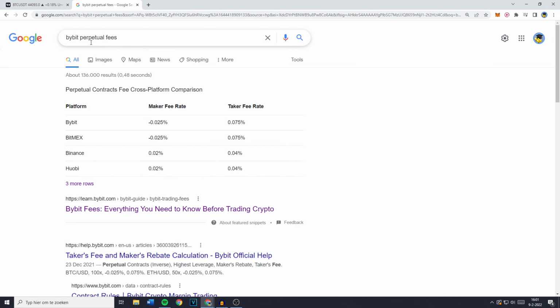These are the Bybit perpetual fees, and you can see that if you're the maker, you will actually get 0.025% extra on your trade, and if you're the taker, you will have to pay a fee of 0.075%, which is really great because you will literally get money for creating your order.